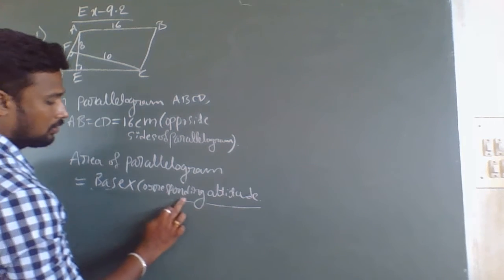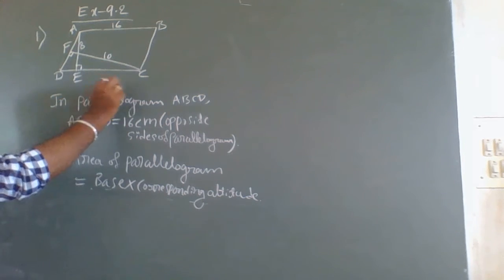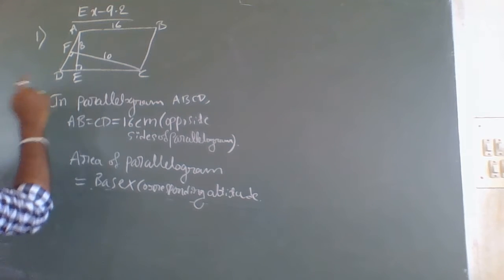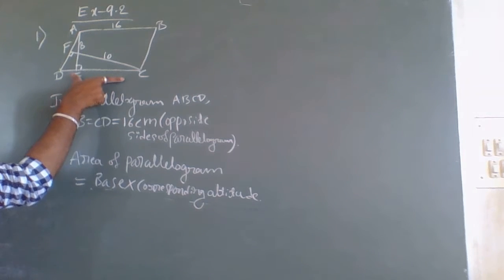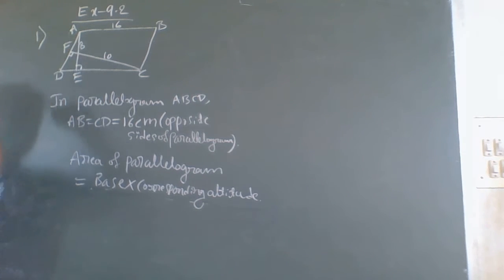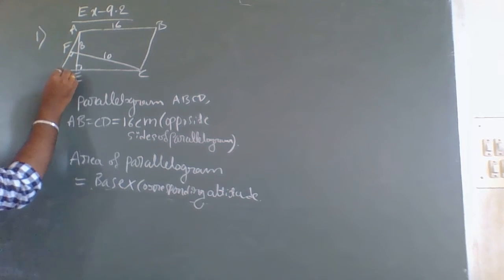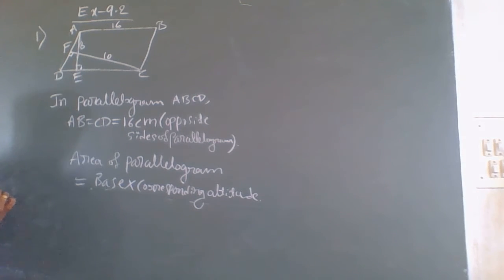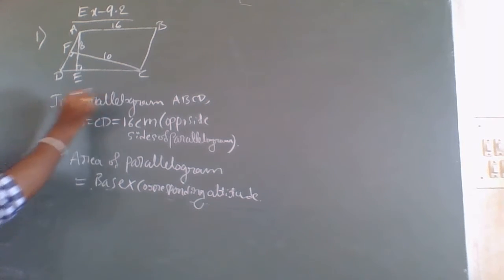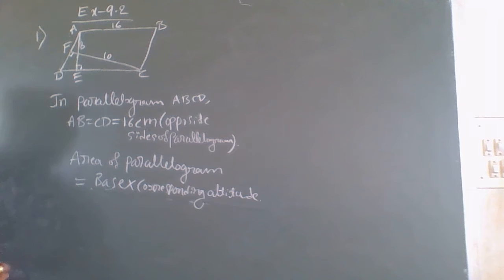So here in this parallelogram, if we consider CD as the base, then corresponding altitude is AE. CD is the base and corresponding altitude is AE. If we consider AD as the base, corresponding altitude is CF. Like that, if we consider AD as the base, this CF is the altitude.